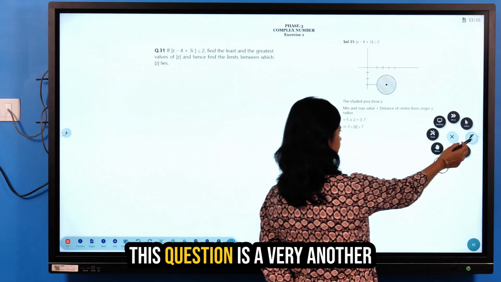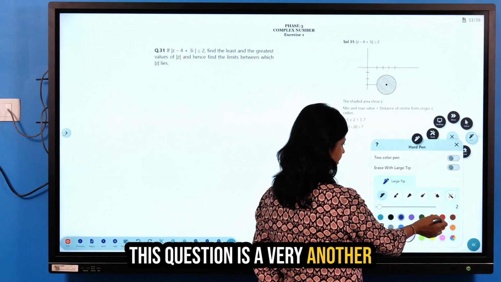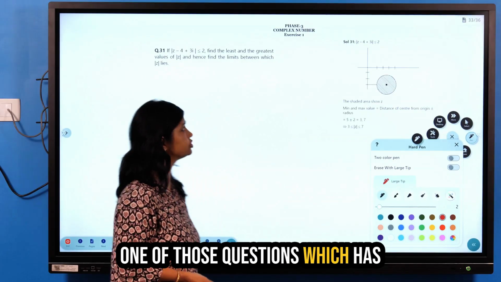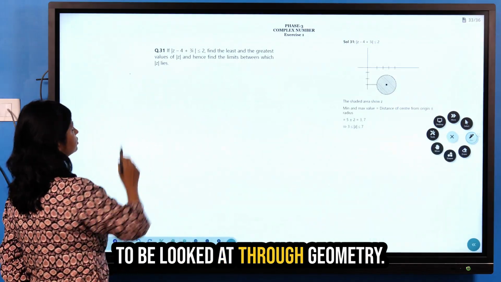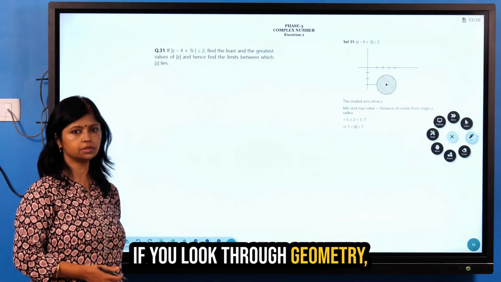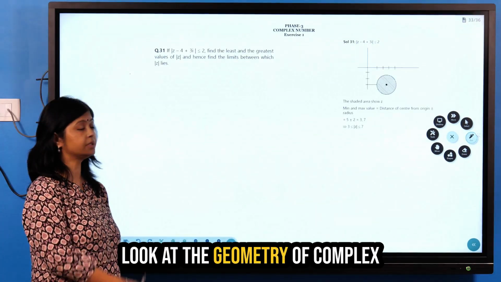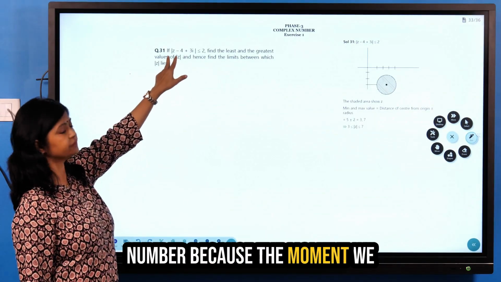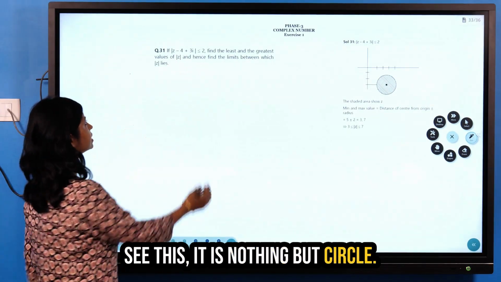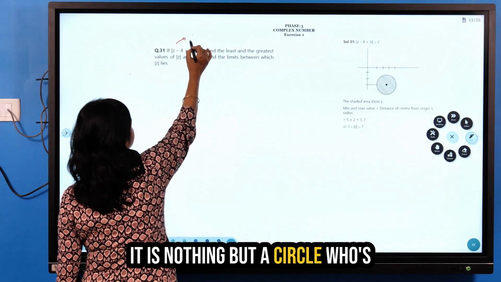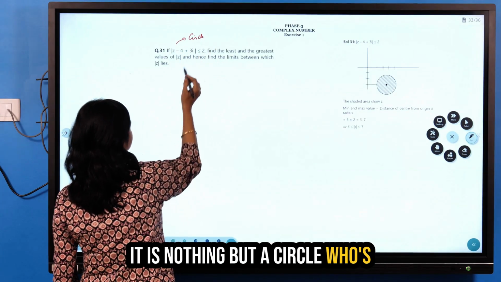This question is another one of those questions which has to be looked at through geometry. If you look through geometry, the question is very easy, and I would encourage all of you to look at the geometry of complex numbers, because the moment we see this, it is nothing but a circle.